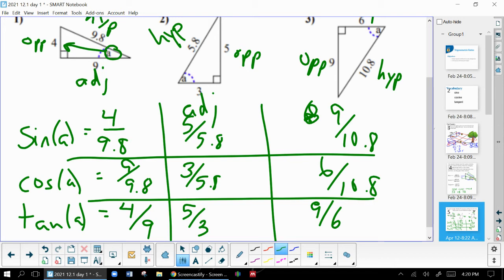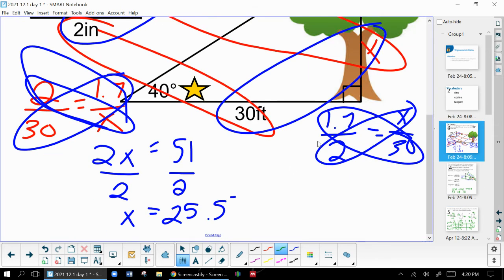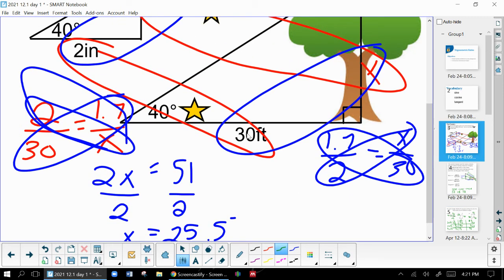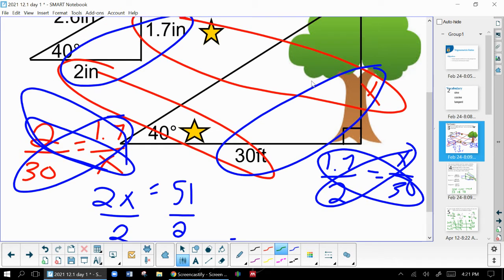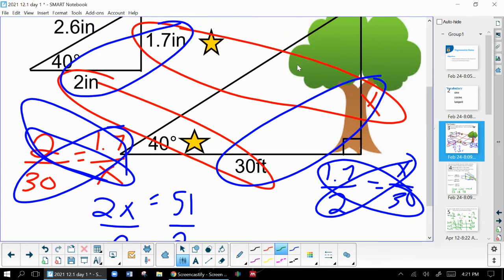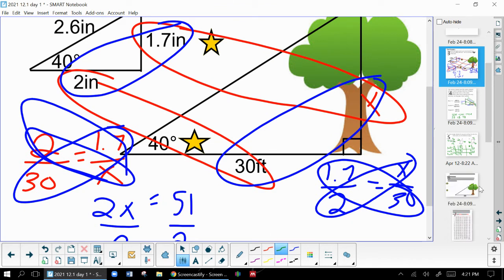Okay. So last thing I have as a question here is just, of those three, which one were we using up here? And you can look at this and say, well, I was using the opposite divided by the adjacent, x over 30. We were using the tangent on this one. And so that's our tangent. That's what we were using there.